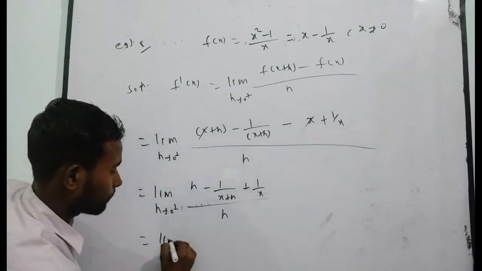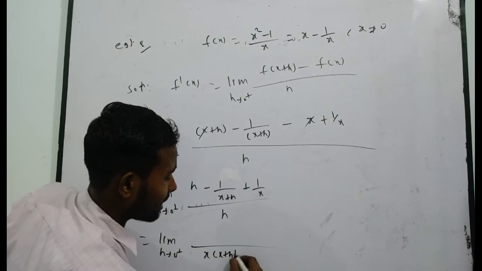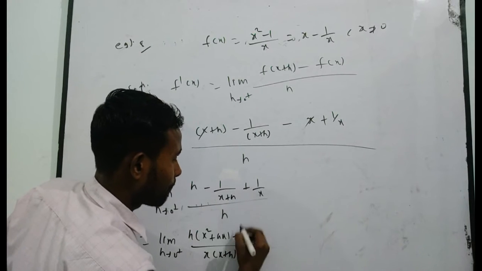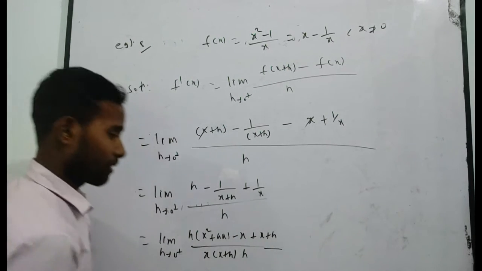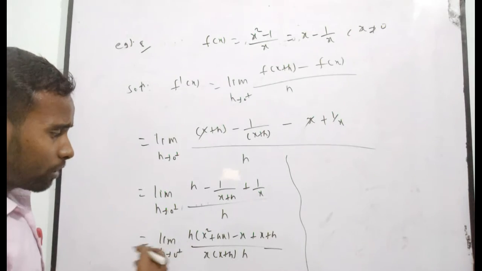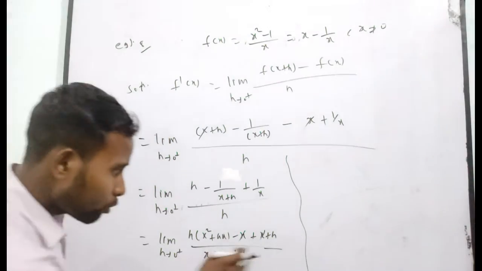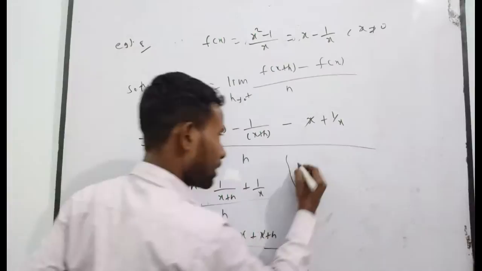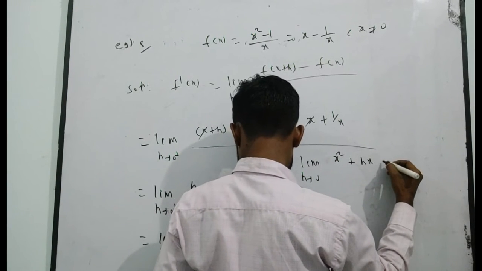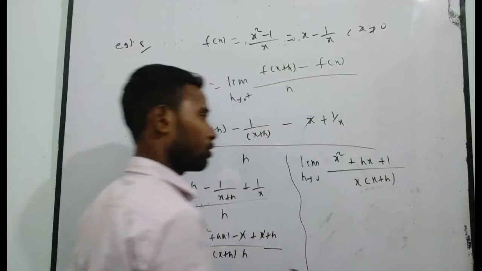Now again I write limit h tends to 0 from the right-hand side. After taking the LCM, you get x times (x+h) in the denominator, and it will be h times (x² + hx), and it will be −x + x + h. Have you understood? Very easy, nothing. I have done only manipulating. Here x and x cancel. If you take h common from the numerator, this h cancels. So in that case you get limit h tends to 0 of (x² + hx + 1) divided by x into (x+h).